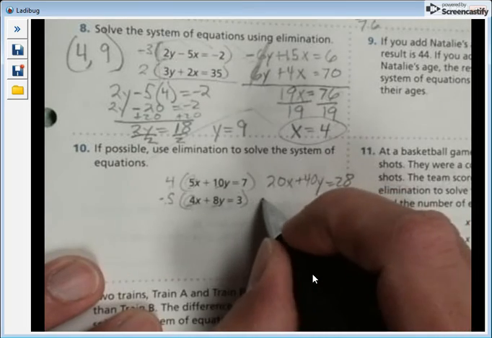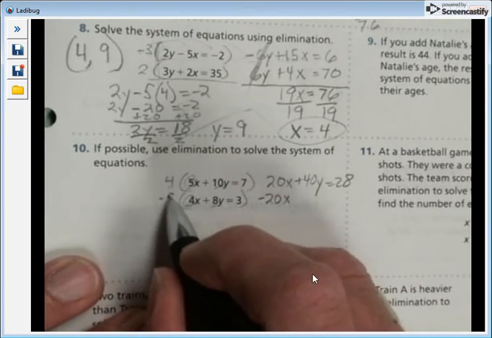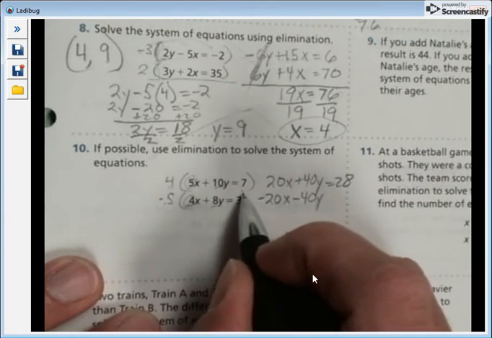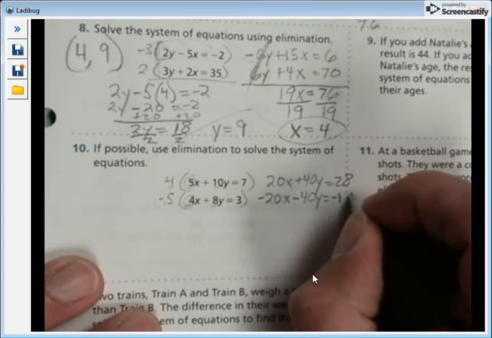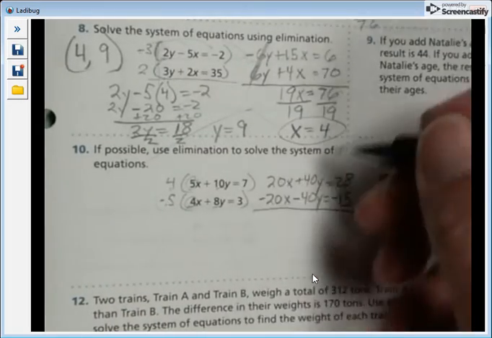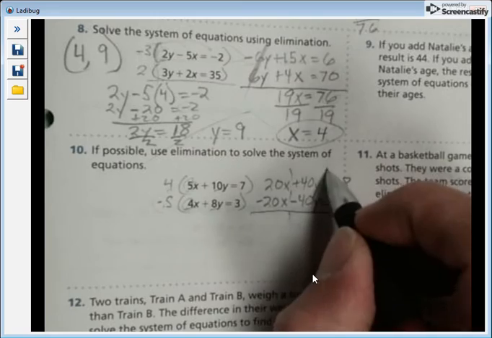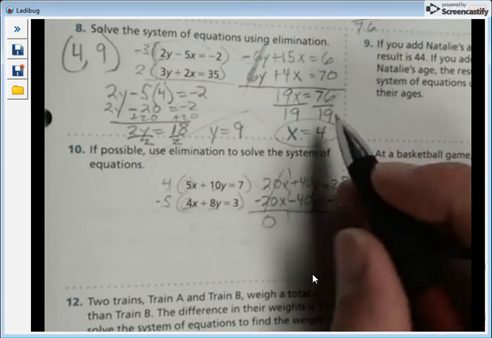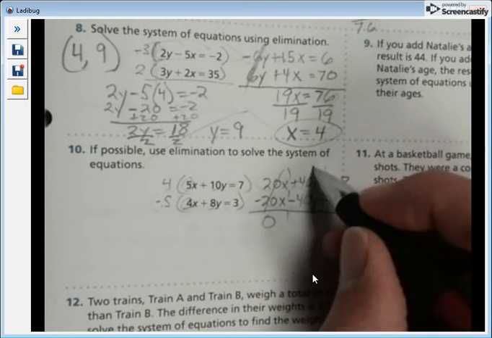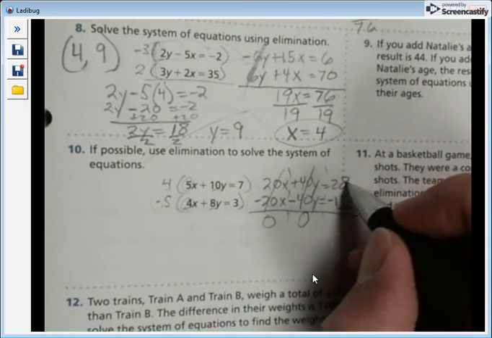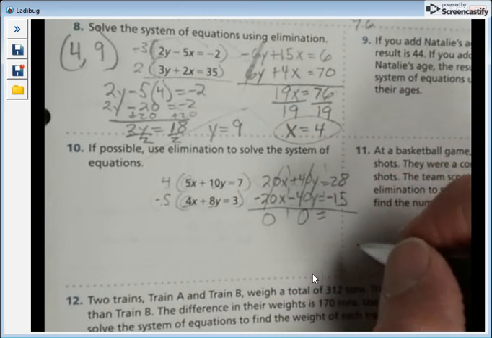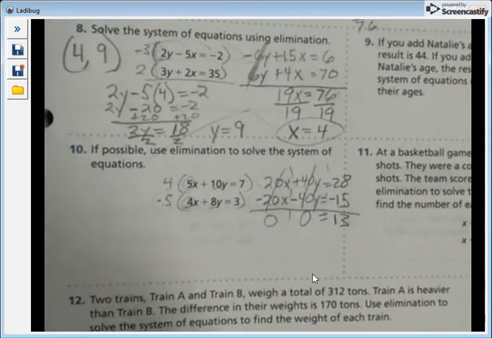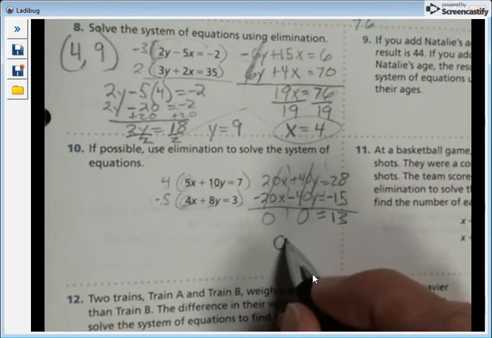-5 times 4 is -20x. -5 times a +8 is -40y. Negative 5 times a positive 3 equals negative 15. So now we look here. We go looking vertically, 20x minus 20x, that's a 0, gone. 40y minus 40y, oh, is another 0. And then 28 minus 15, that gives me 13. All right, so what we end up getting is this statement here.